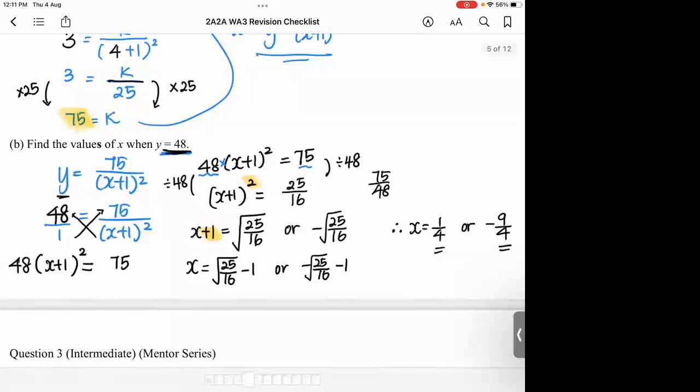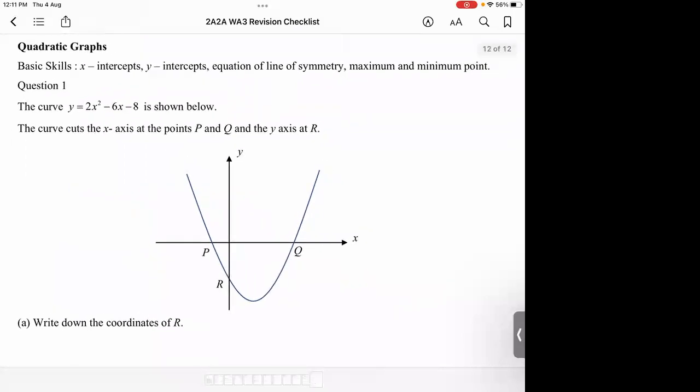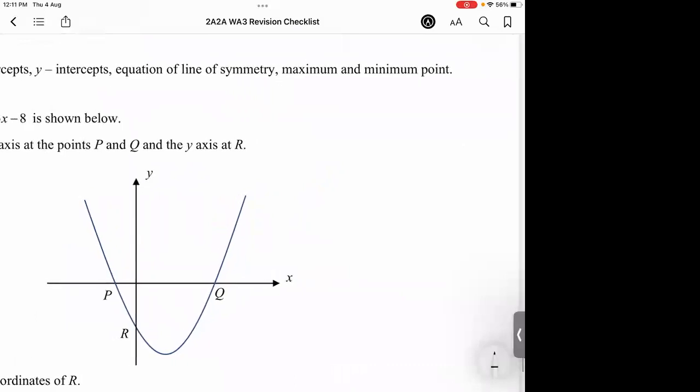Now let's go on to the last few minutes. Let's go on to the last page. Last question. Everyone turn to your last page. This one, quadratic graph. Last question for today. What are the important information we need from quadratic graph? First thing, there are 3 letters: I, L, and M. You all remember the 3 letters?